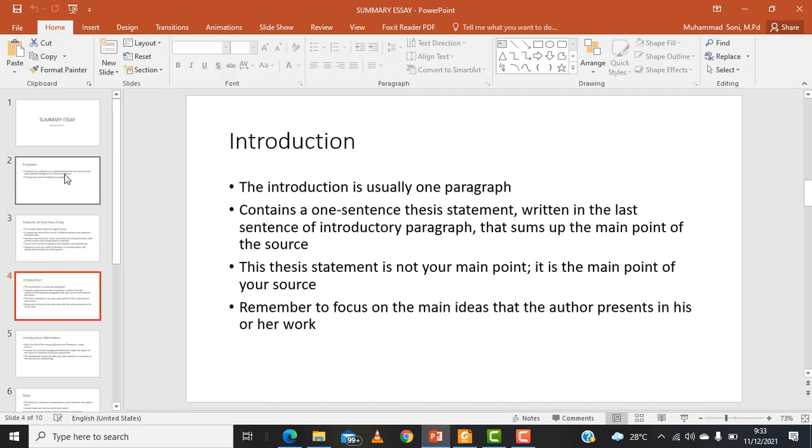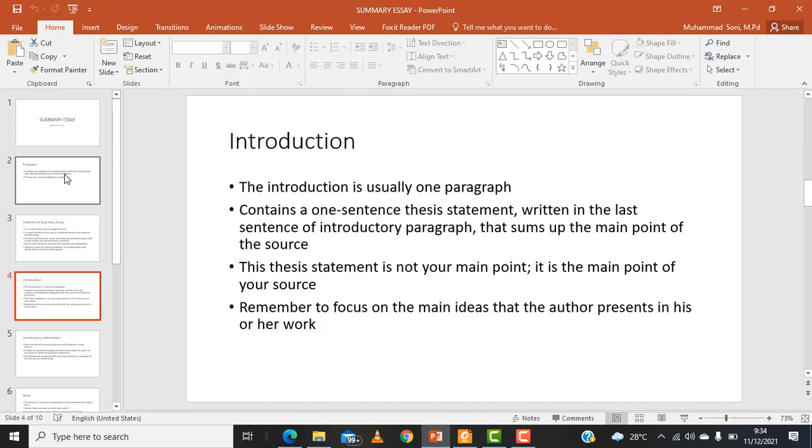Well, now we're gonna start with the introductory paragraph of the summary essay. The introduction is usually one paragraph. It also contains one sentence, a thesis statement, written in the last sentence of an introductory paragraph that sums up the main point of the source. This thesis statement is not your main point, it is the main point of your source. And remember to focus on the main ideas that the author presents in his or her works.